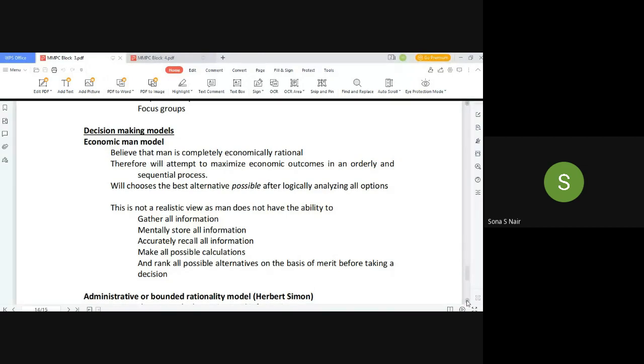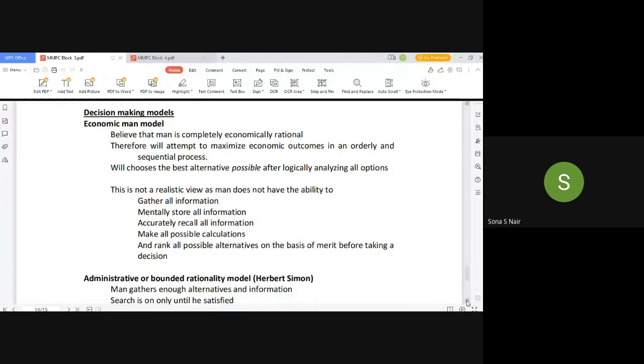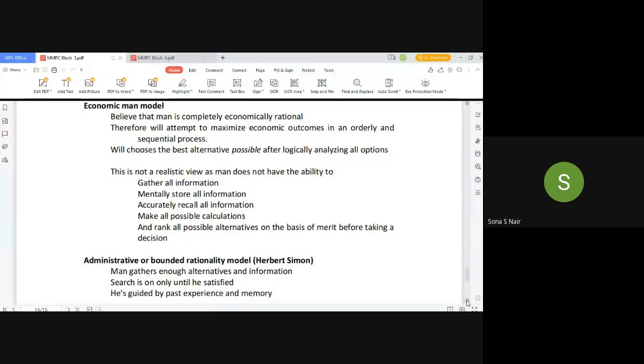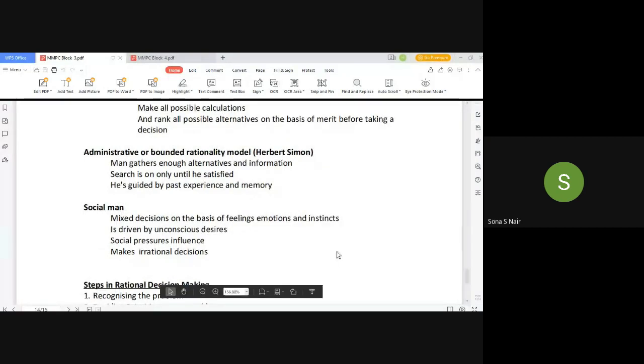So the economic man model says that an individual can take a decision after collecting all information and evaluating all possible alternatives, and then also make calculations, and so there will be one resulting alternative out of the whole process. But this is not feasible. This is not possible. Okay. So a slightly more moderate or possible kind of model is there, which is called the bounded rationality model by Herbert Simon. According to this model, man gathers enough alternatives and information.